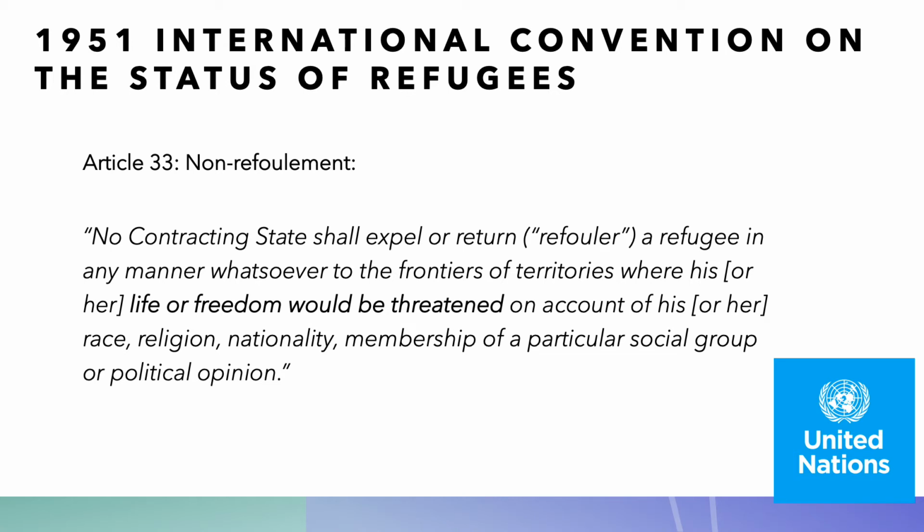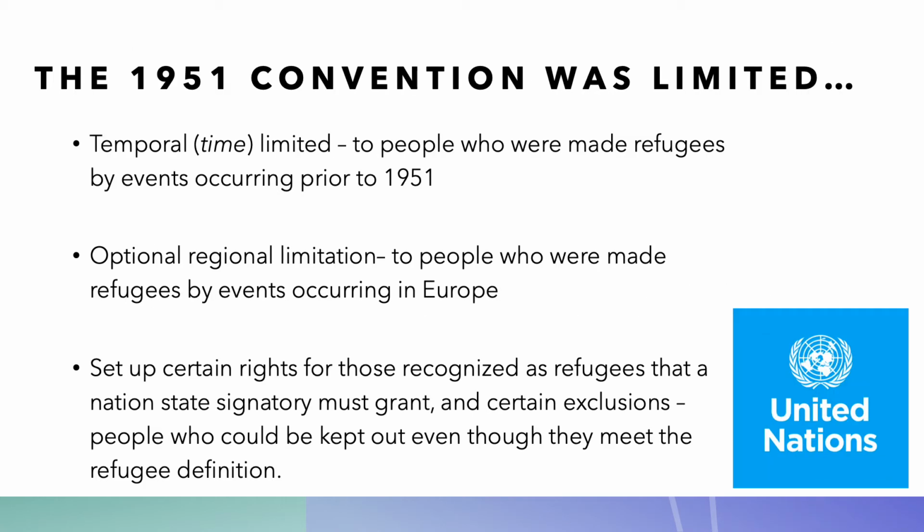So the 1951 convention was very important, but it was limited. It was actually time limited, temporally limited, to people who were made refugees by events occurring prior to 1951, and it also gave states signing on to it an option to limit protection regionally, just to people who were made refugees by events occurring in Europe. So it was temporally and geographically limited. But it did set up some very important rights for those who are recognized as refugees that a nation-state signatory had to pay attention to and make possible, as well as certain exclusions, people who could be kept out even though they actually do meet the refugee definition.